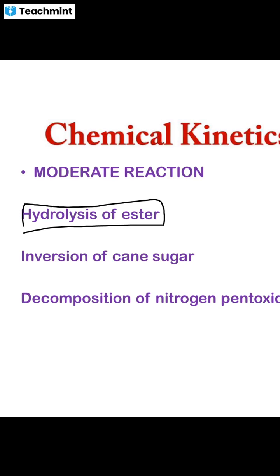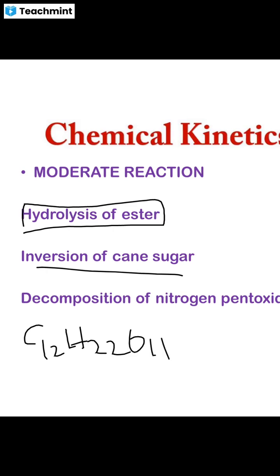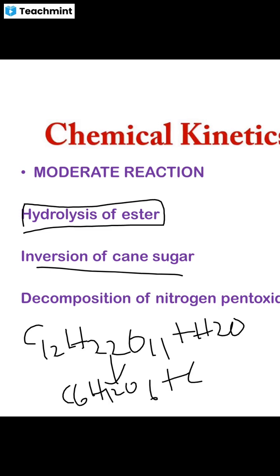The next one is the inversion of cane sugar, which is in the biomolecules chapter. Cane sugar is C12H22O11. On hydrolysis we get two different monosaccharides. Sucrose is a disaccharide, and we get 2 moles of monosaccharide: 1 mole of glucose, C6H12O6, and another mole of fructose, which has the same molecular formula, C6H12O6.